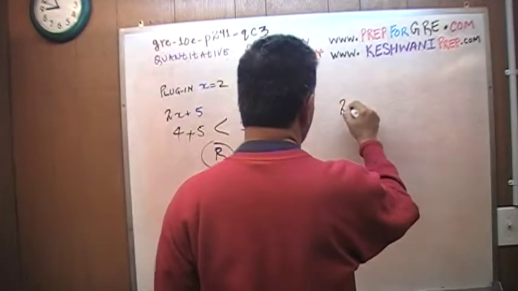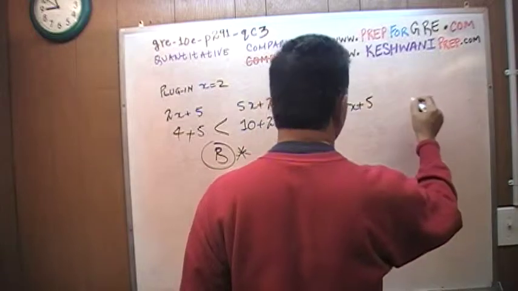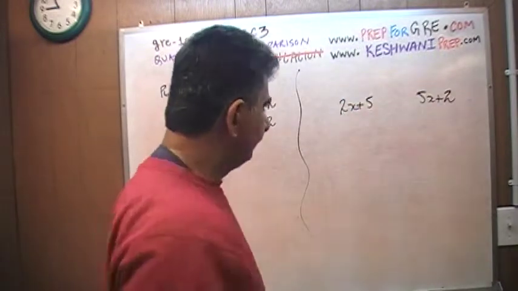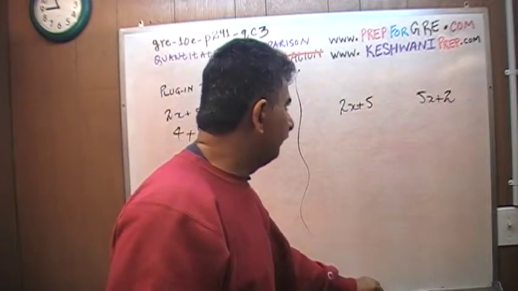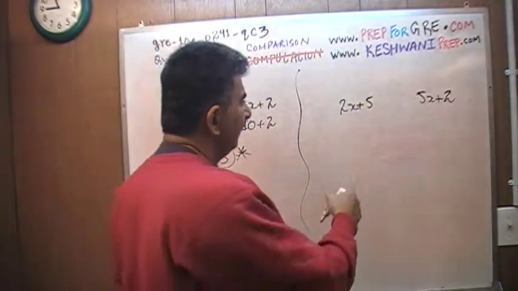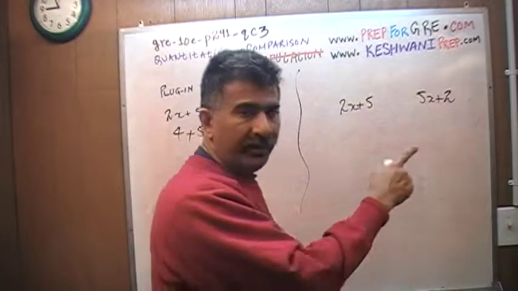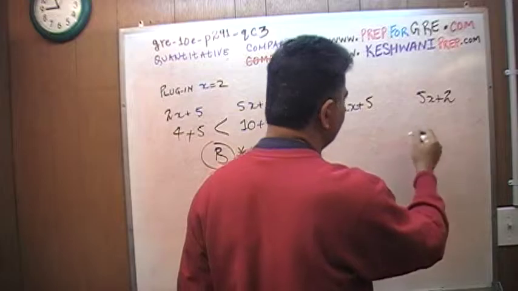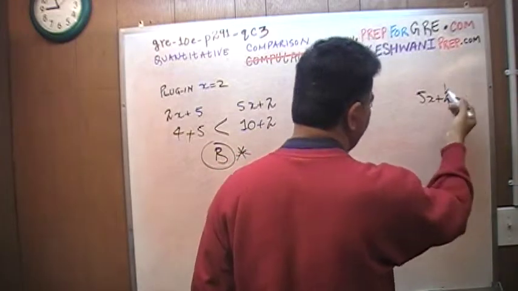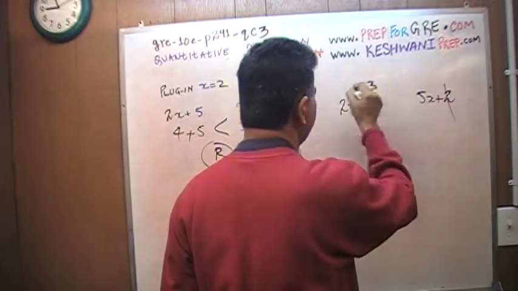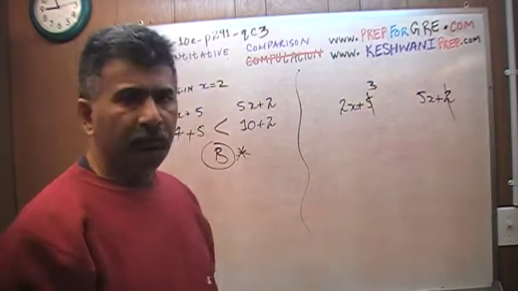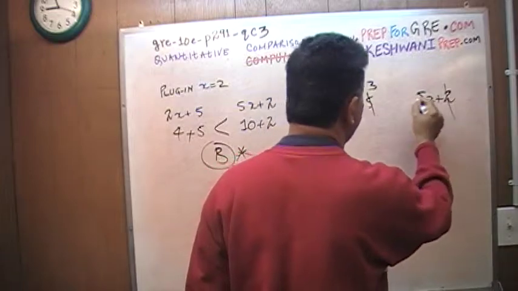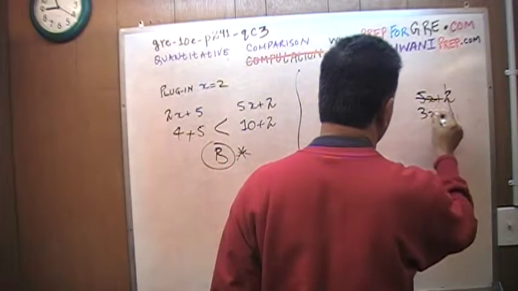Look, 2x plus 5 and 5x plus 2. What do you see? The very first thing that I see here is a 5 here and a 2 here. Why don't I subtract 2 from both sides? If I subtract 2 from both sides, this 2 drops out and this 5 becomes a 3. I also see 2x here and 5x there. I'm going to subtract 2x from both sides and that becomes 3x.